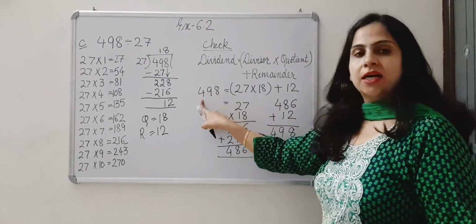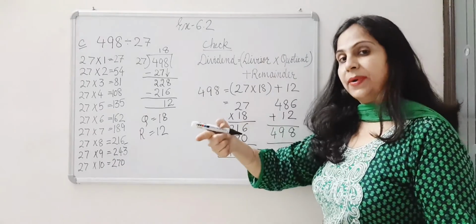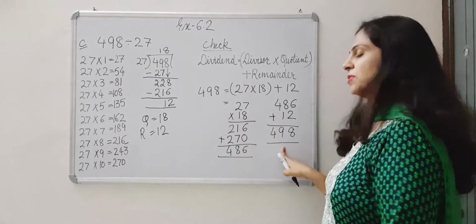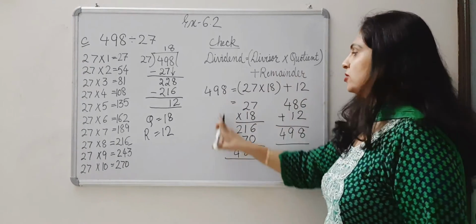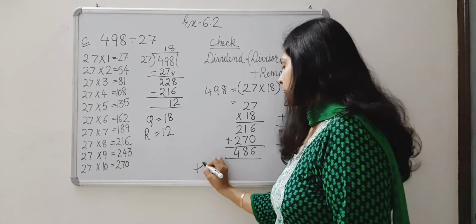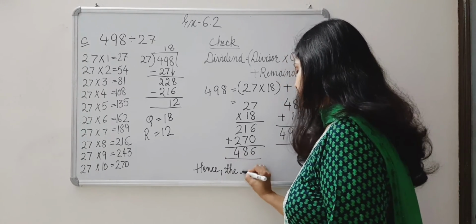Now see, this is LHS, this is RHS. I told you in the B part also, LHS means left hand side, RHS means right hand side. This is the right side, this is the left side. So LHS is equal to RHS. So hence the result is correct.